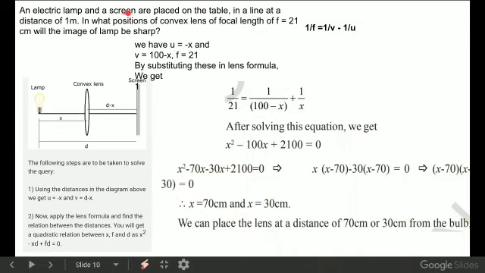An electric lamp and a screen are placed on a table in a line at a distance of 1 meter. In what positions of a convex lens of focal length f equals 21 centimeters will the image of the lamp be sharp? In the problem it is given that the lamp and the screen are placed one beside the other and separated by a distance of 1 meter. Here the distance is represented by small d. The d value is 1 meter and the focal length of the lens is given in centimeters, so we have to convert d into centimeters.